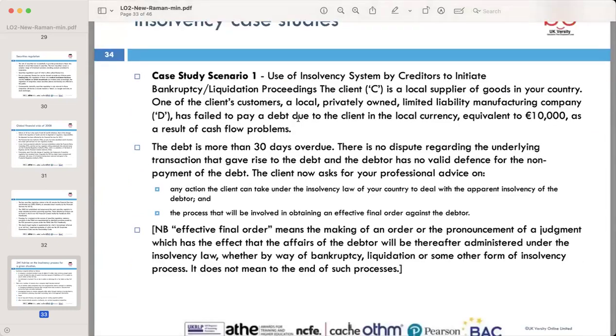Case study scenario. Here we use a hypothetical scenario involving a local supplier, client C, facing non-payment from a manufacturing company, D. Due to cash flow problems, professional advice is sought. Actions under insolvency law and the process to obtain an effective final order against the debtor are crucial considerations in addressing apparent insolvency.